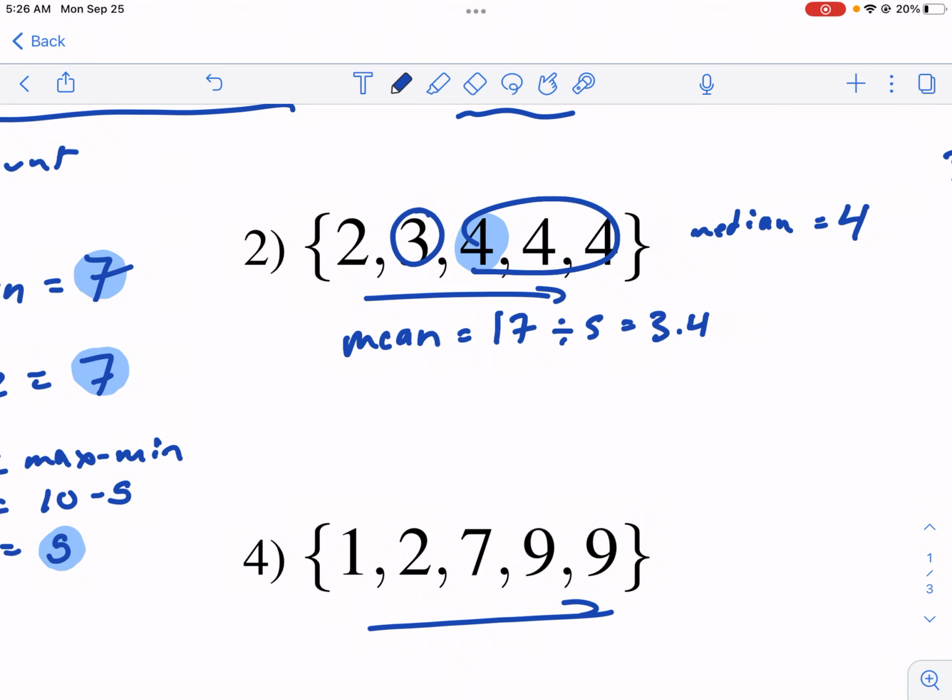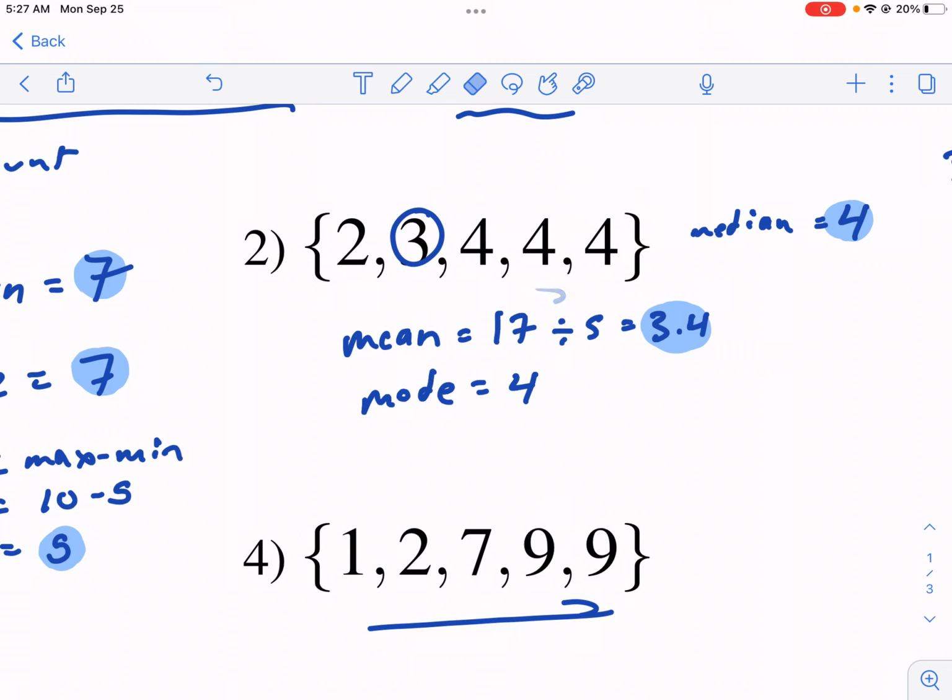Okay, so you're not always going to have a whole number for your mean or your average. It might be something other than a whole number. Just keep that in mind. It could even be negative if you're dealing with negative numbers. Our mode here is going to be 4. That one's pretty clear because we have 3 fours, and that's more than any other number.